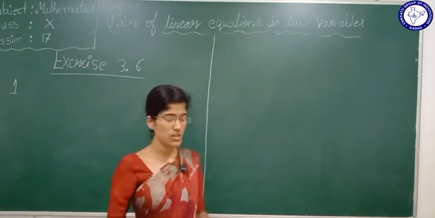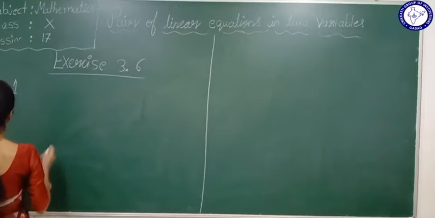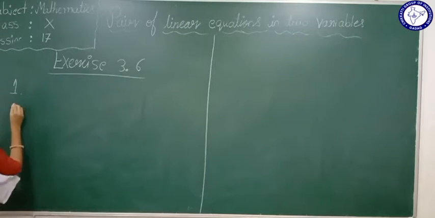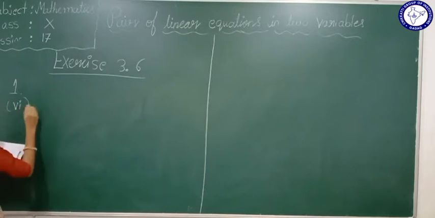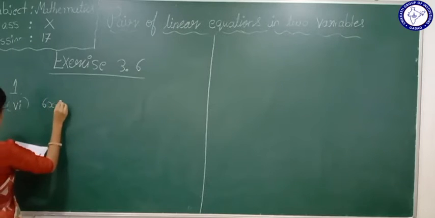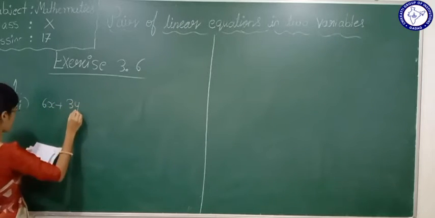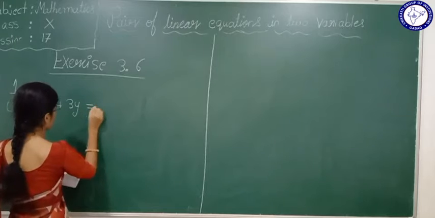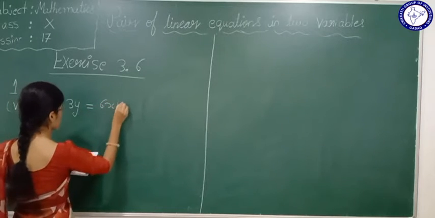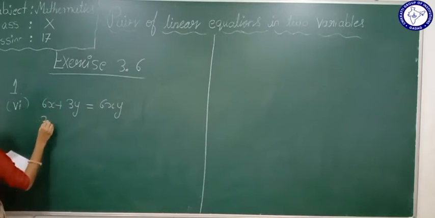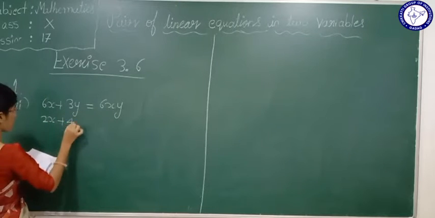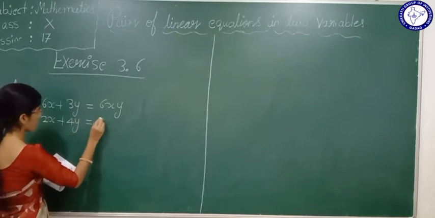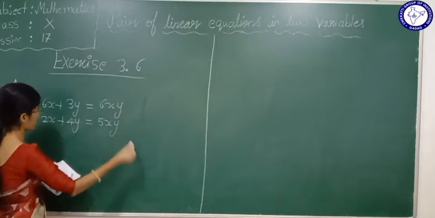First, the 6th one we will see now. 6x plus 3y is equal to 6xy. 2x plus 4y is equal to 5xy.